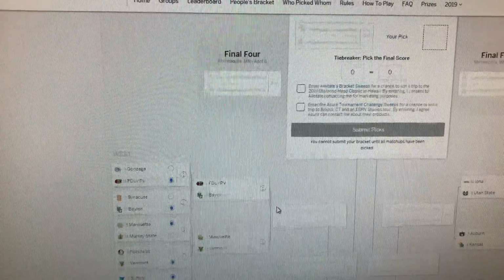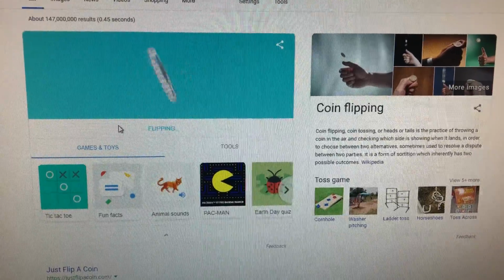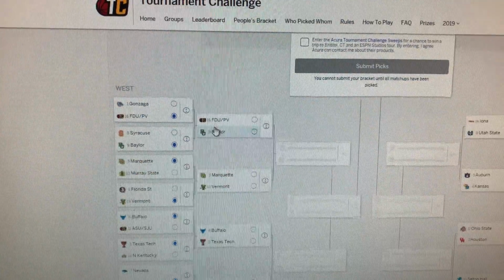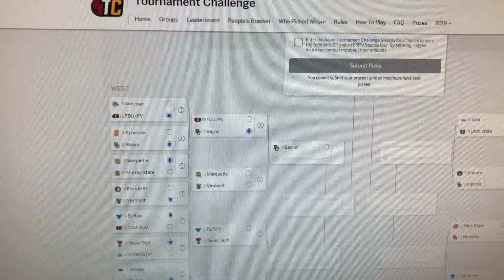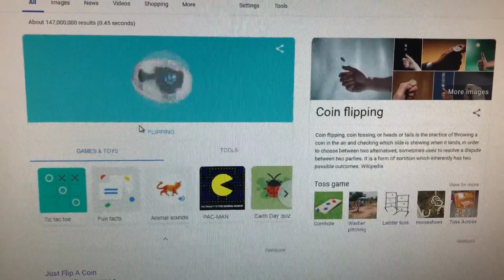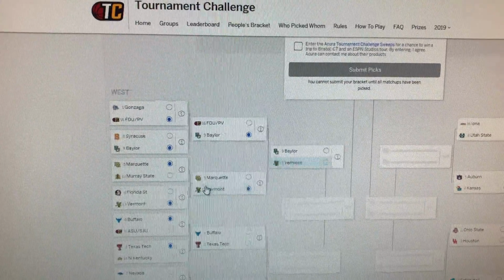Then down here in the West Regional, Fairleigh Dickinson / Prairie View A&M, and I think that was Baylor. We have Baylor moving on. Yep, another 9/16. Now only 2 16 seeds are still alive. Marquette and Vermont. Let's see who's moving on. We have Vermont, the 13 seed moving on.